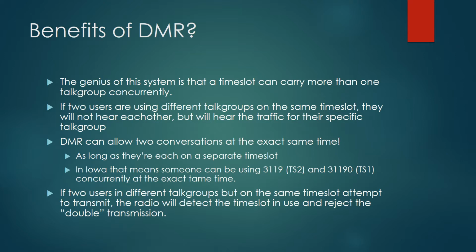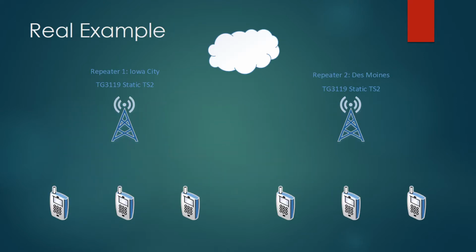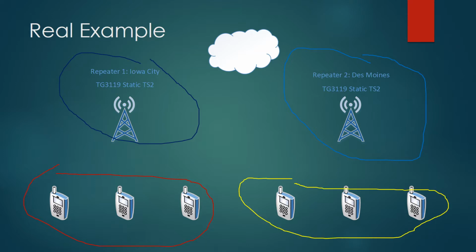So let's look at a real world example of how this works. Let's draw this out. It might be a little bit easier to visualize. So we're going to have in this example two repeaters. We have one which is over here in Iowa City, and we have a second repeater which is over here in Des Moines. And each of these repeaters, for the sake of argument, are going to have three people connected. So there's three radios in Iowa City, and there's another three radios here in Des Moines.